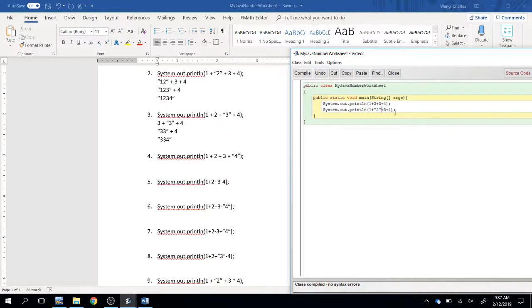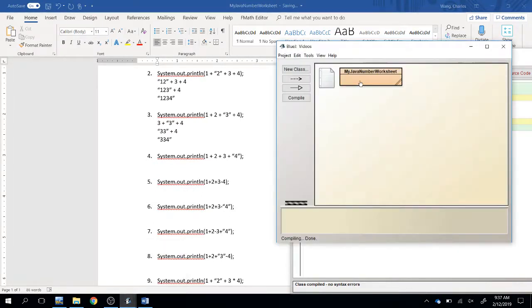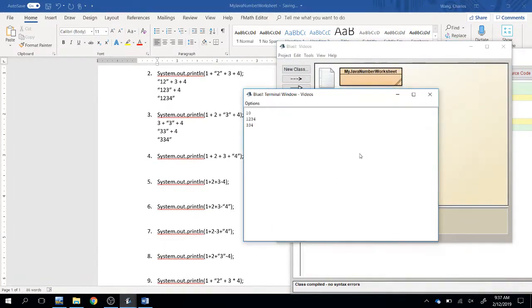I'm going to go ahead and check it. Copy and paste. Let's put the quotations around the 3 now. Compile. Run. 334. Awesome.